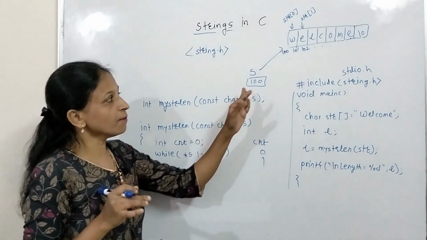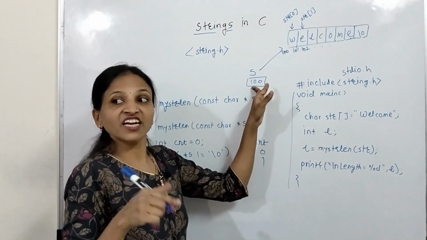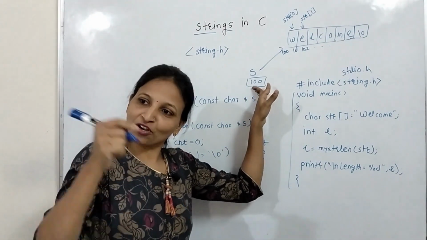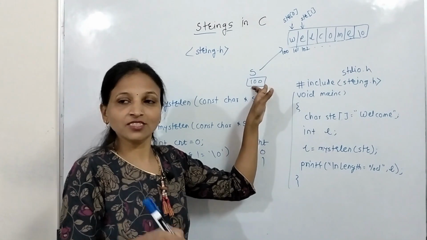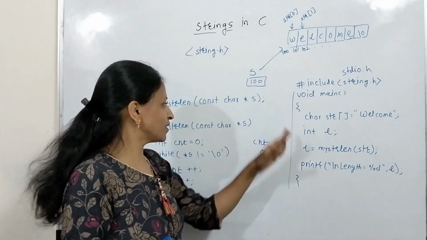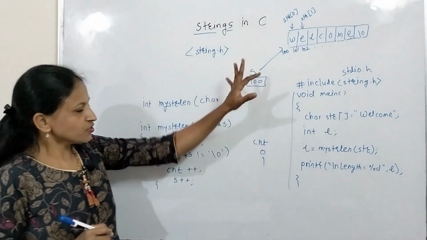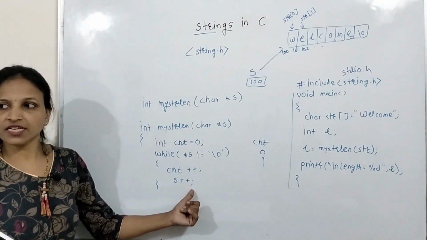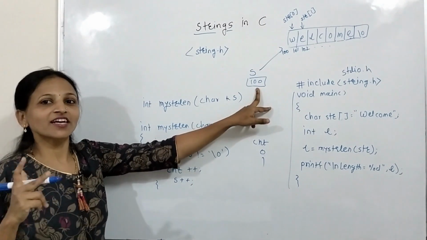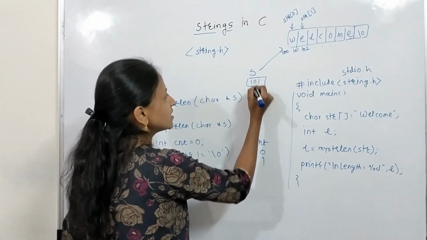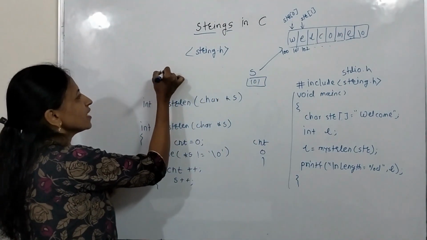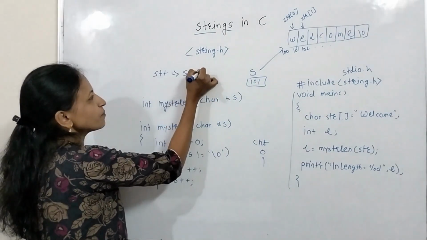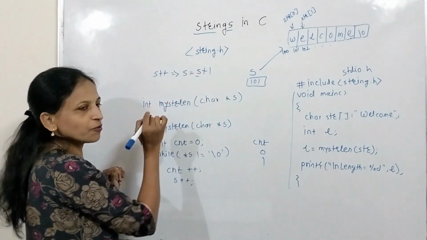Now s will become 101. I am modifying here that s pointer. It is possible. No problem will be there. Now see, because of this s plus plus, s will become 101. Why? S plus plus means what? S equals to s plus 1. Now s is what? Pointer variable.